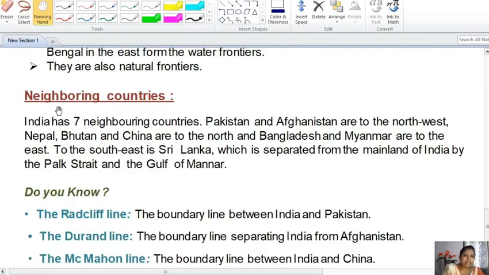Now let us discuss which are the neighboring countries of India. India has 7 neighboring countries. Pakistan and Afghanistan are to the northwest. Nepal, Bhutan and China are to the north, and Bangladesh and Myanmar are to the east, and to the southeast is Sri Lanka, which is separated from the mainland of India by Pak Strait and Gulf of Mannar.